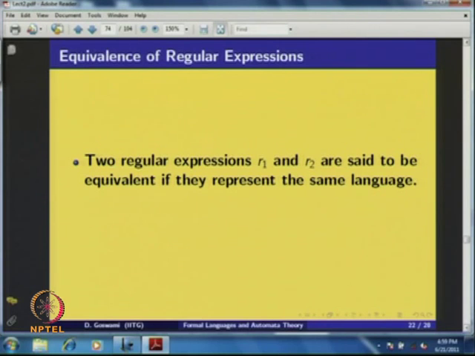Now, let us see the equivalence of regular expressions. We say that two regular expressions R1 and R2 are equivalent if they represent the same language, and we denote it like R1 equivalent to R2. We use this symbol to represent the equivalence of two regular expressions. So, this means that L of R1 is equal to L of R2.